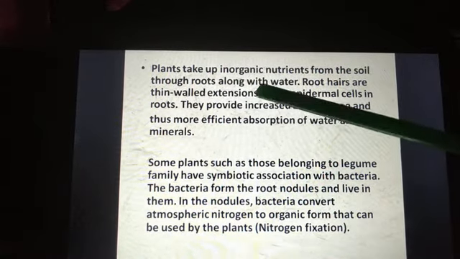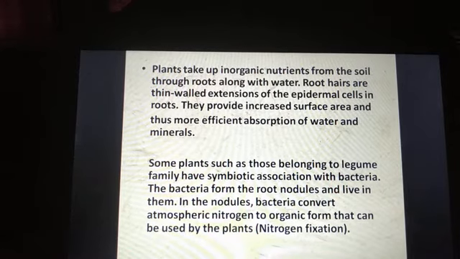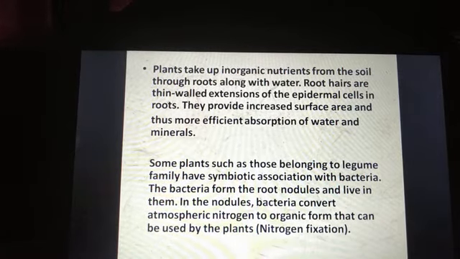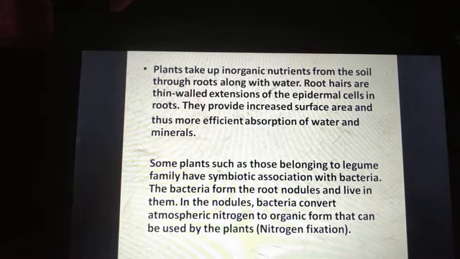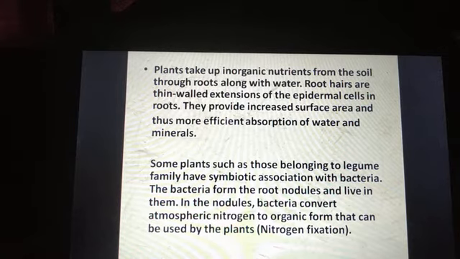So water and mineral absorption takes place with the help of roots. And these roots have root hairs that are thin-walled extensions of the epidermal cells, and they provide increased surface area so that more absorption of water and minerals will take place.